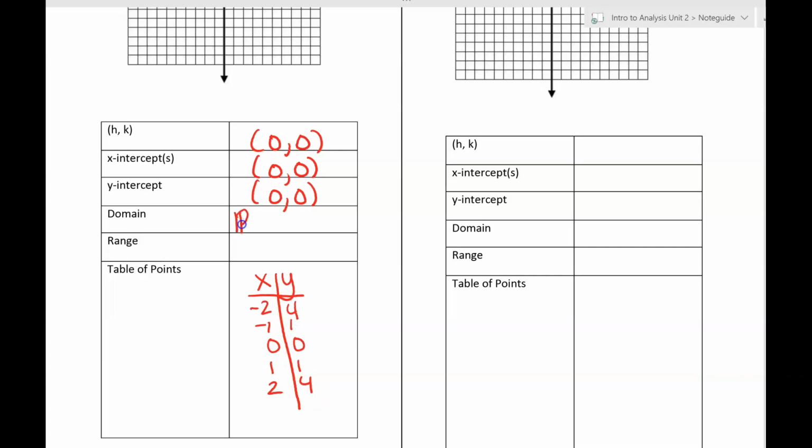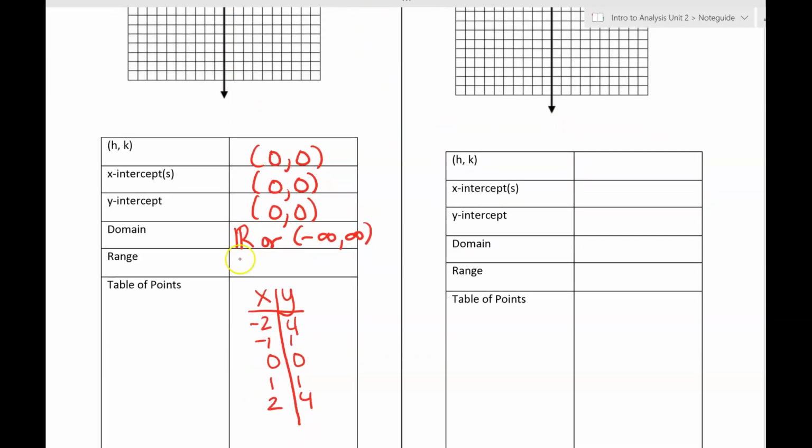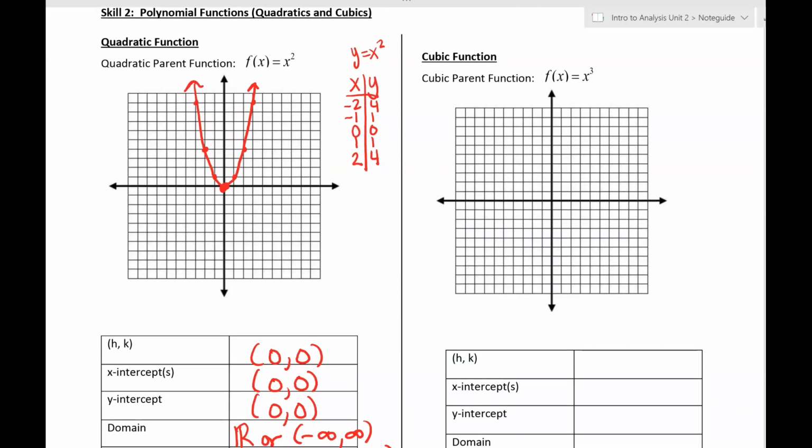Our domain is all real numbers because you can plug in anything and square it and still get an answer. Our range here, you can see the lowest point it hits is 0 and the graph happens all above 0. So that's y values greater than or equal to 0, or in the interval notation, that's from 0 to infinity. And 0 has that square bracket because we actually hit 0. Okay. If you remember, we set up the same idea for the cubic function.